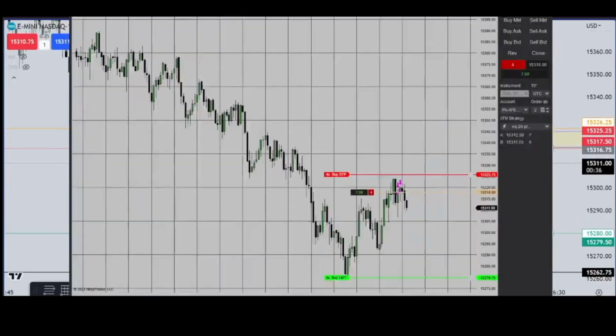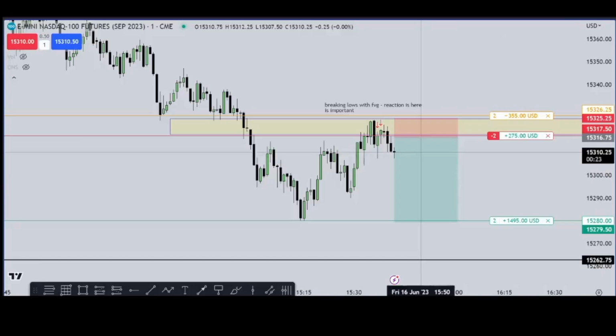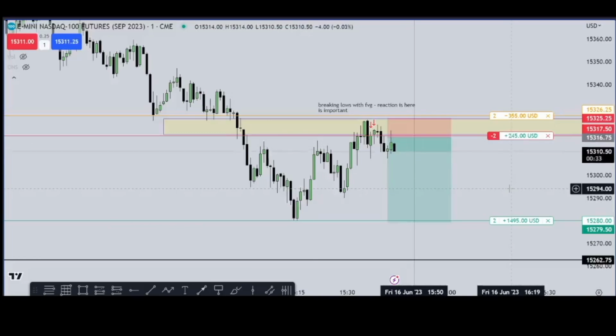There's sell side below. This is important. I was bearish and there's sell side below at that black line. And this is happening during the 3 p.m. macro.